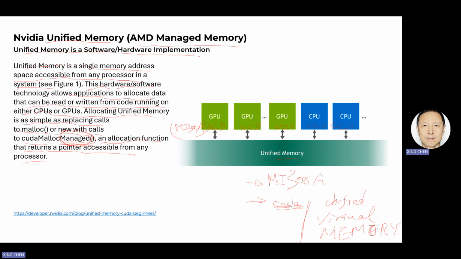So we need to distinguish this concept. When we talk about the MI300A, it's really unified memory. It's hardware and software unified memory, and for CUDA it's a software solution. It's a software solution by the CUDA runtime to give you this unified virtual memory. So this is something we need to take care of when you read the documents from AMD and Nvidia.